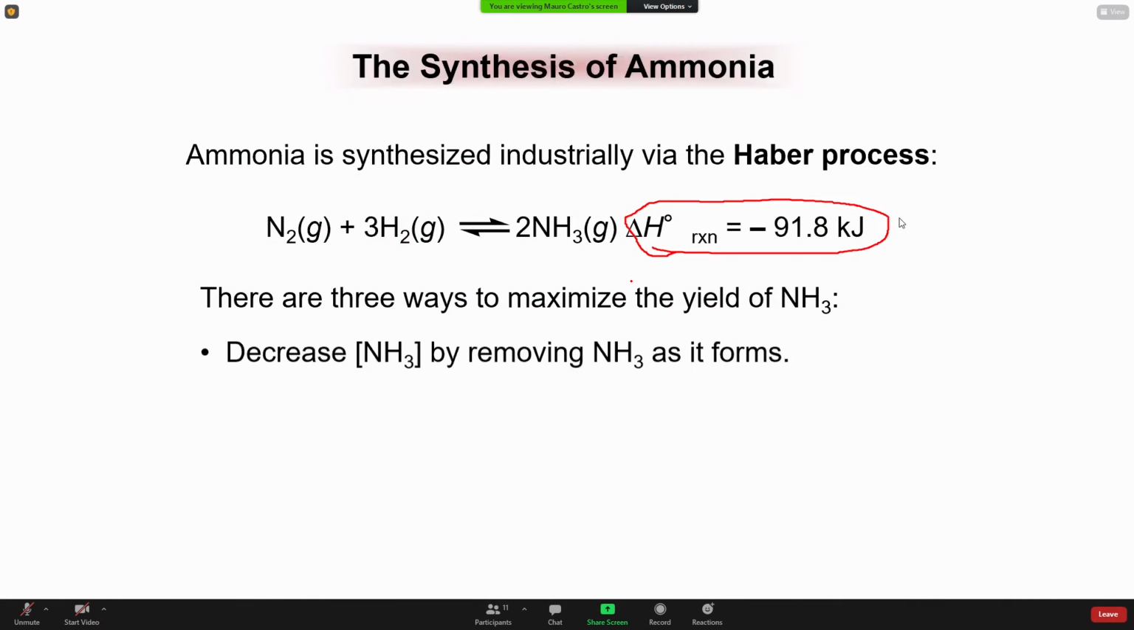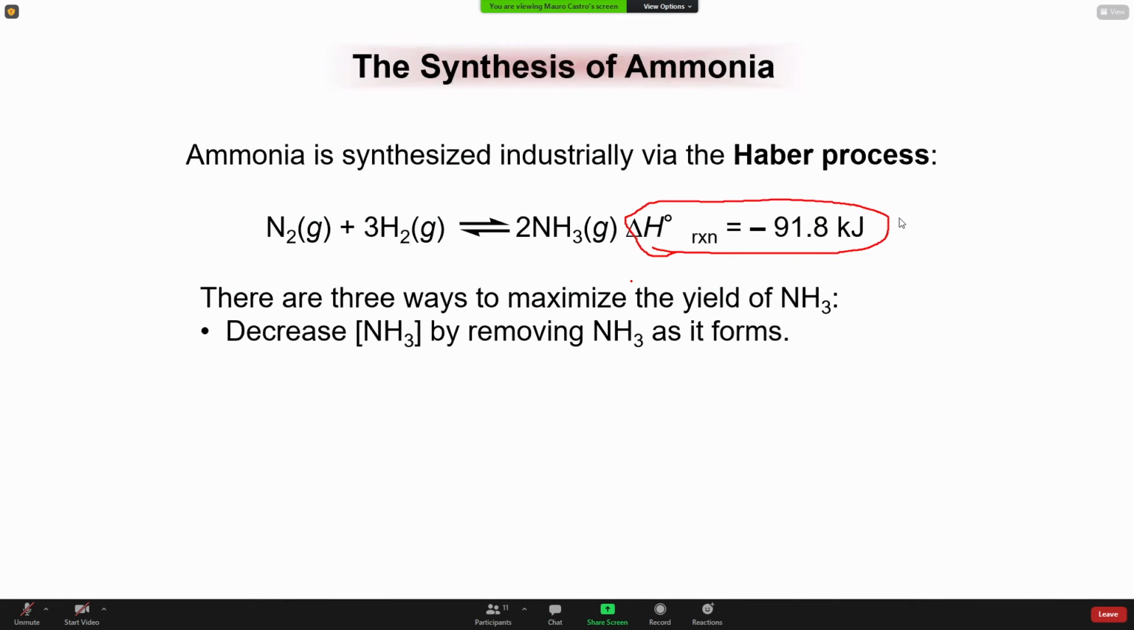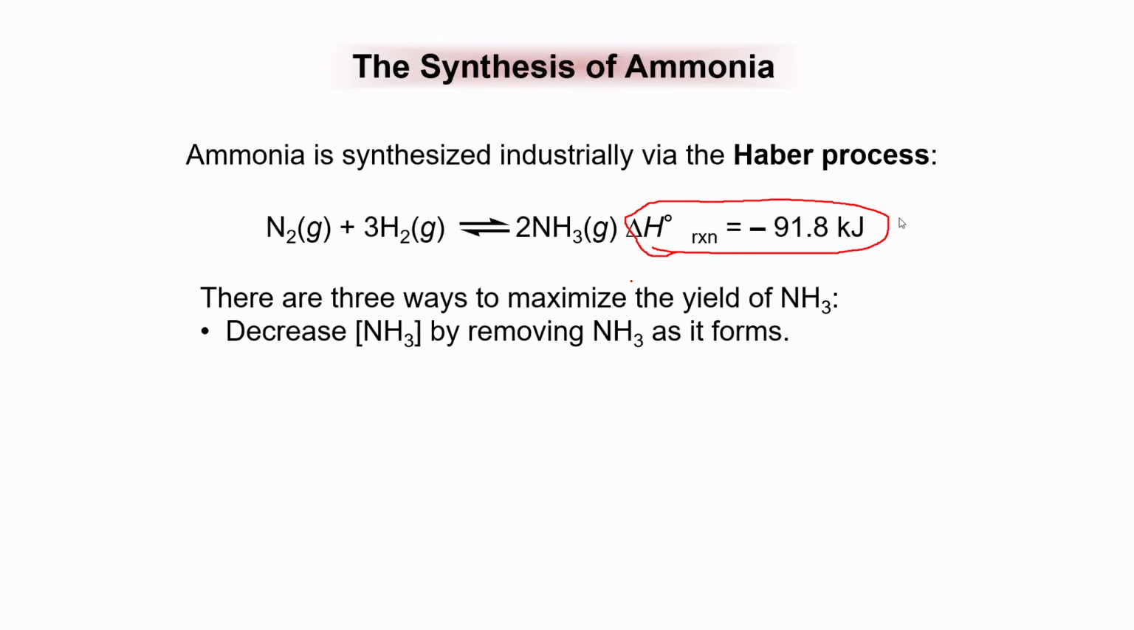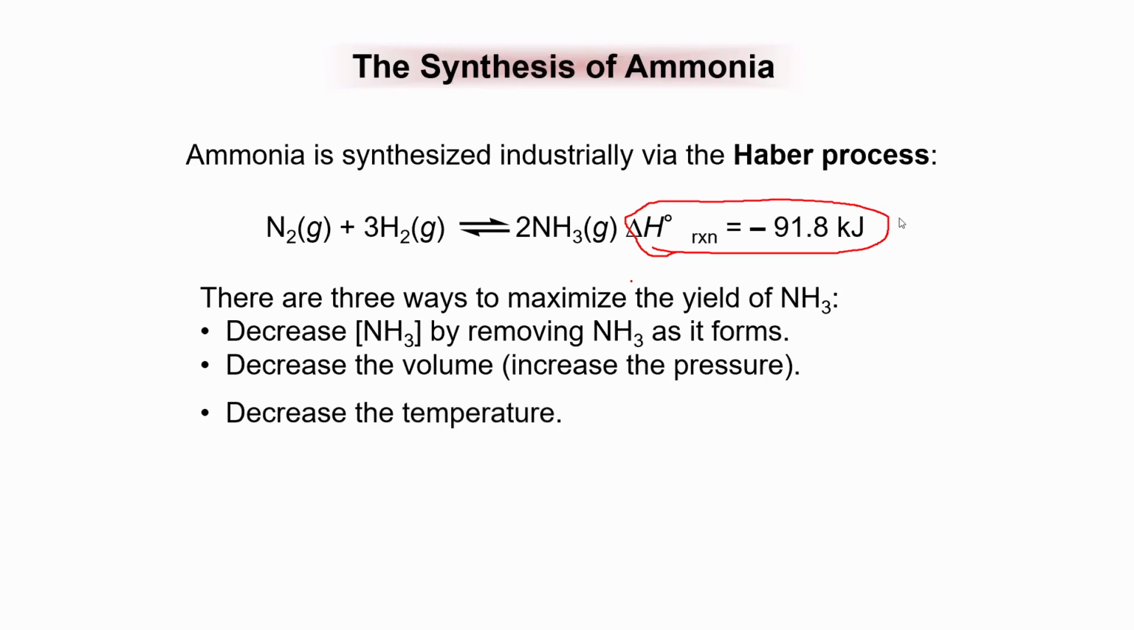Simple as that, guys. So decreasing the ammonia by removing the NH3 as it is formed. Yes, that's really the typical process. Decrease the volume, increase the pressure. Sure, I'm going to squeeze the 4 into 2 and I can get more in there. Decrease the temperature, ice bath. There we go. Take the heat away and you got it made, right?